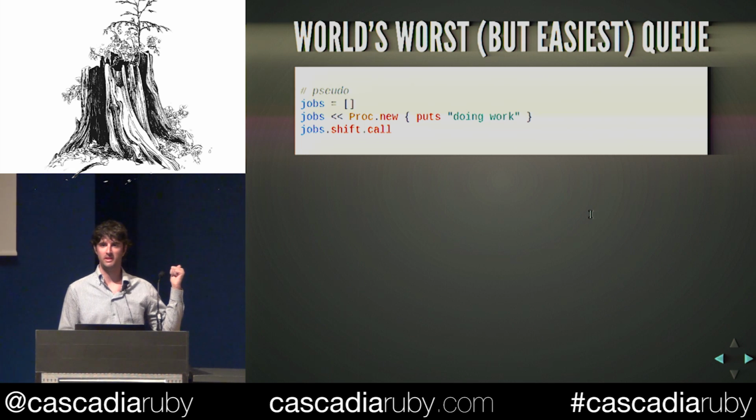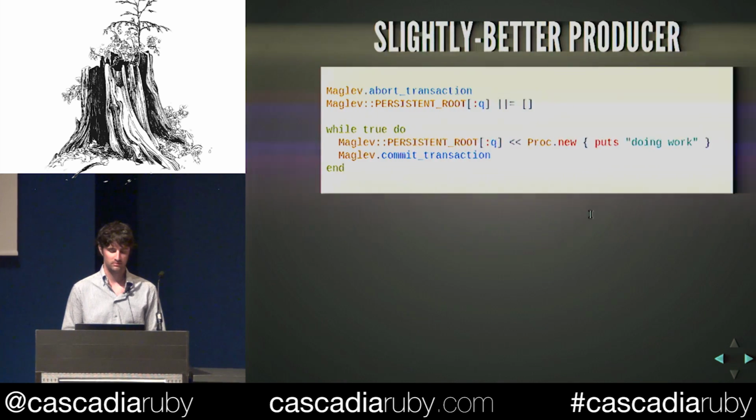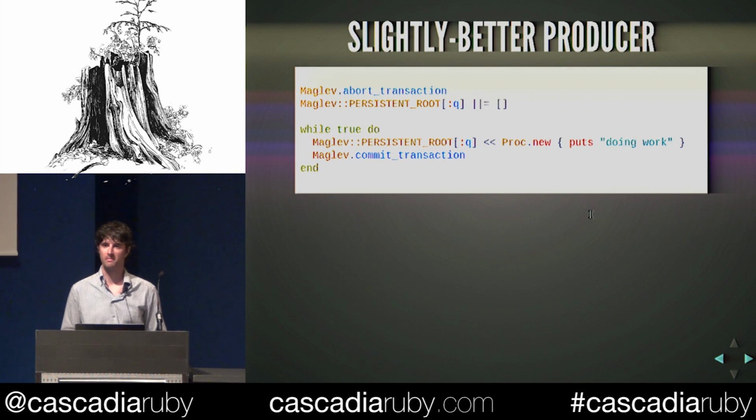So this is kind of what we'd think of as our background processing queues, right? You have some type of collection. We want to put something into it, and later we want to call it. So let's do that in MAGLEV.